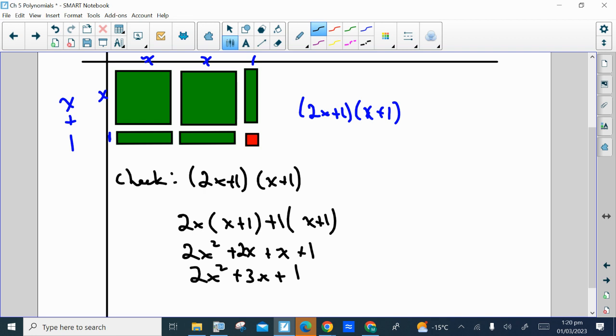So again, this kind of shows why this check is important, because you're making sure. Even though I made a little mistake there and I didn't get what I started with, I had to go back and check, and I found out where my mistake was. So we have just shown that these are the correct factors. They do multiply together to get what you start with. We've shown that.